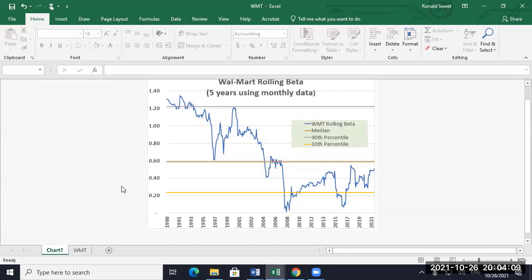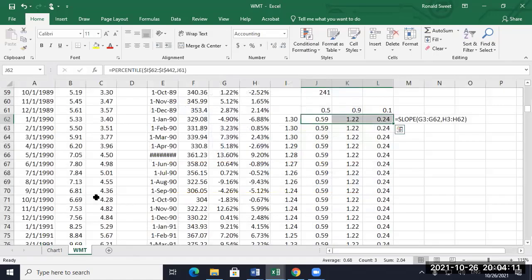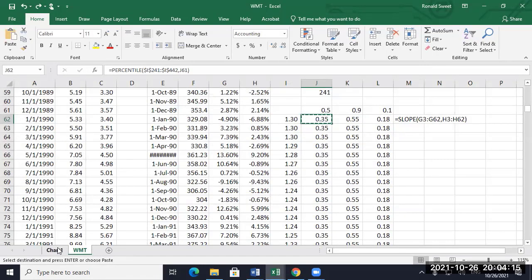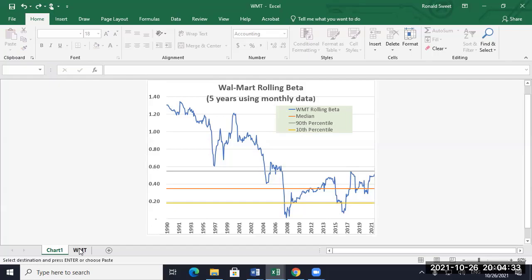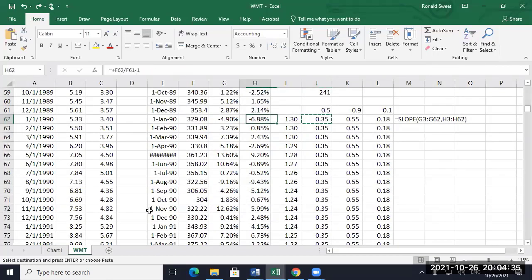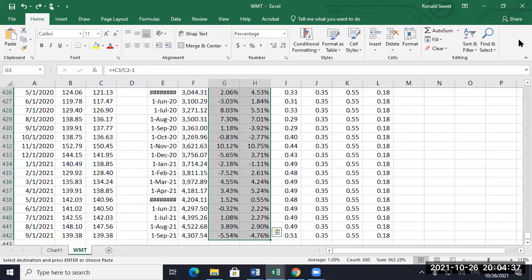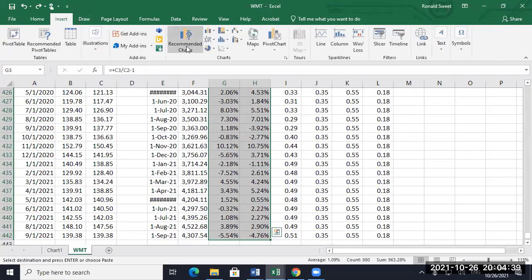So do you want to use a beta as low as 0.5? This chart makes more sense to me. I might actually eliminate these lines here and just put the lines here. I do kind of like the longer history. It makes sense to me to show the change in Walmart over time. Y'all now see the difference between that and this.